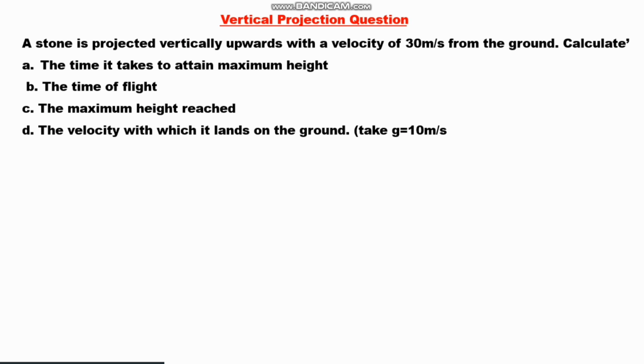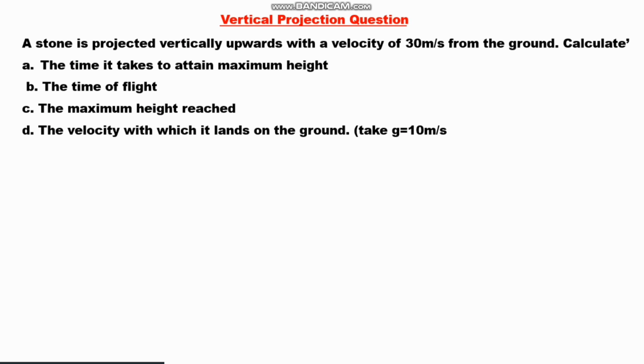Now, before I give you the solution to this question, I'm going to explain a few things. When we have vertical projection, we have three main equations that we're going to use, and they are followed by vertical projection when the body is moving up or when the body is coming down. When the body moves vertically upwards, it attains a maximum height, and at that maximum height the final velocity is 0 because the body appears to be standing, so the body is at rest at maximum height.